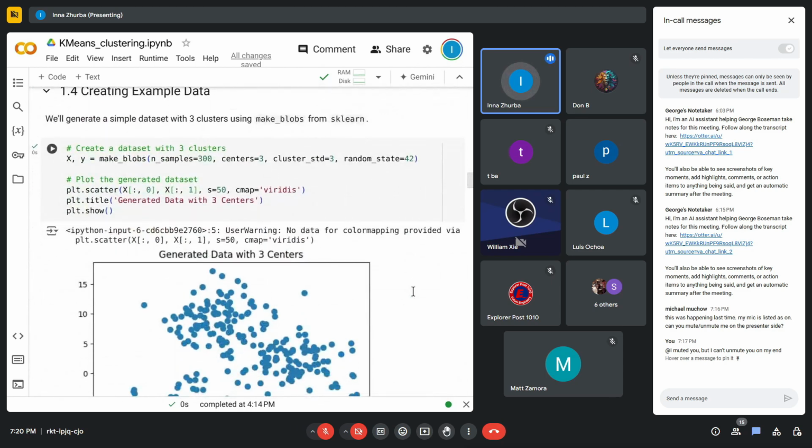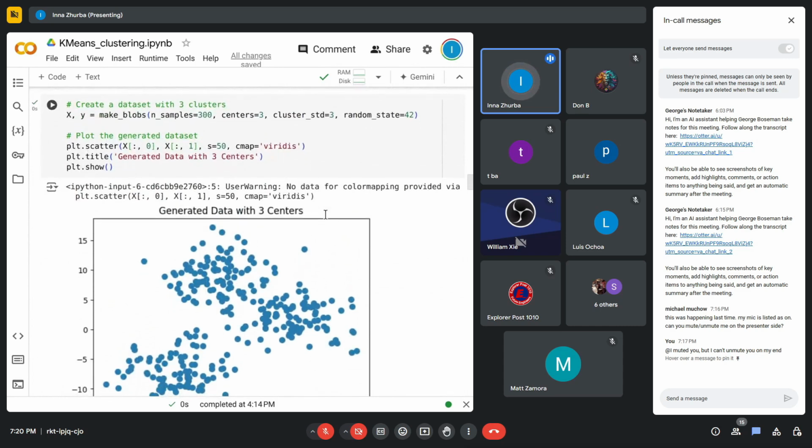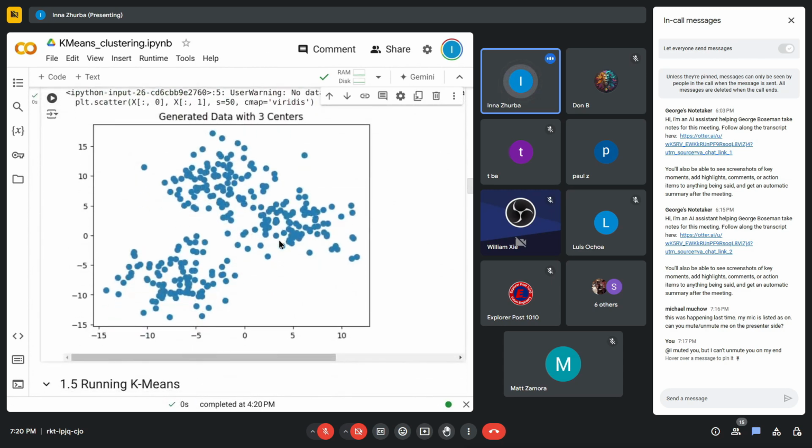And this is the example of using that. So we're initializing the data set with three. This is just a sample data set with 3 clusters. Yeah, that's how it's gonna look.